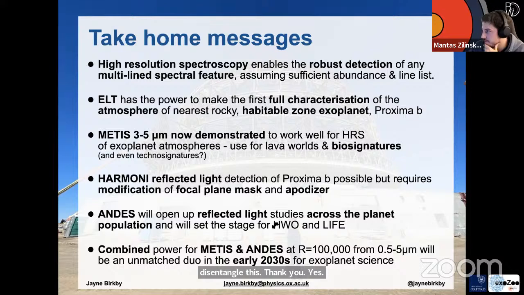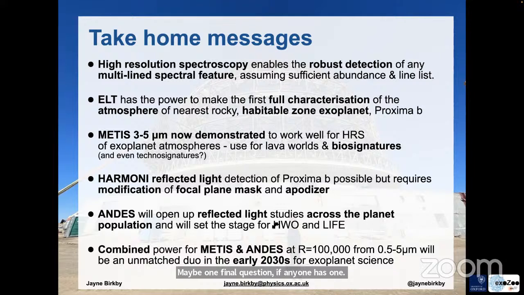Maybe one final question, if anyone has one. Tonmoy, go ahead. Yeah, thank you, Professor Jayne, for the exciting talk. I mostly work on retrieval, so I was wondering about when we fit different kinds of models to the data. Suppose we have different models and we have degeneracies among them. There are some statistical methods to compare which model is the best. So how confident are we in those statistical methods? Do we have any new methods to statistically determine that this model is the best fit?